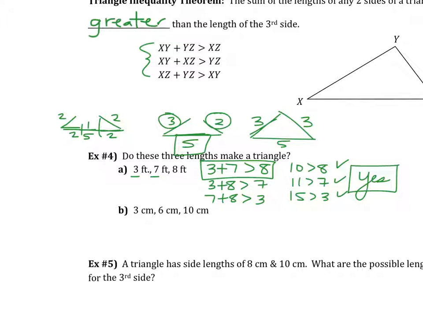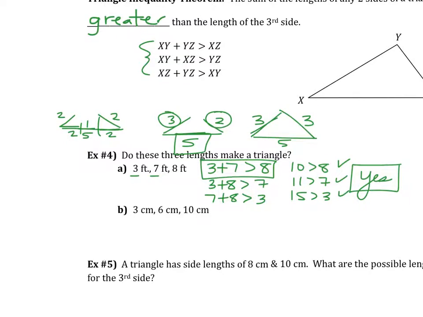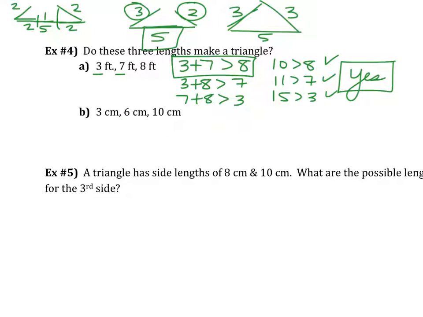Does that make sense? Now, you're welcome to do all of them. I'm not trying to rob you of the joy of doing more math, but just so you know, you could just check the one. Okay, so for this one, 3, 6, and 10, are you going to get a triangle? No. Why not? Because 3 plus 6 is not greater than 10. So this would be no.